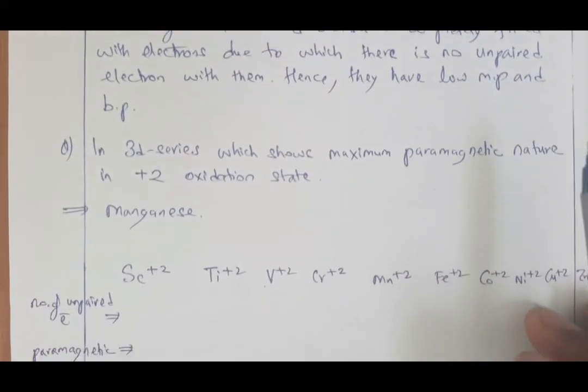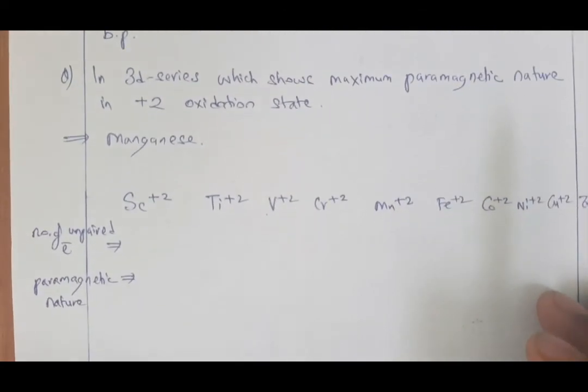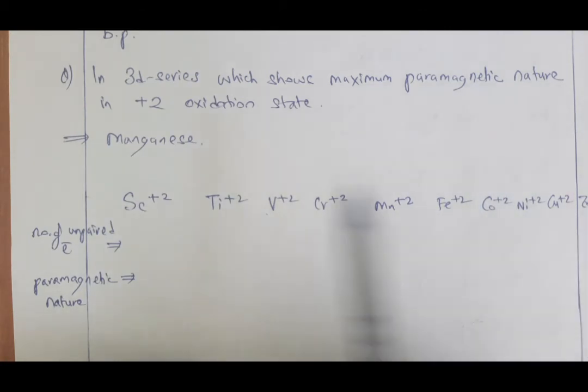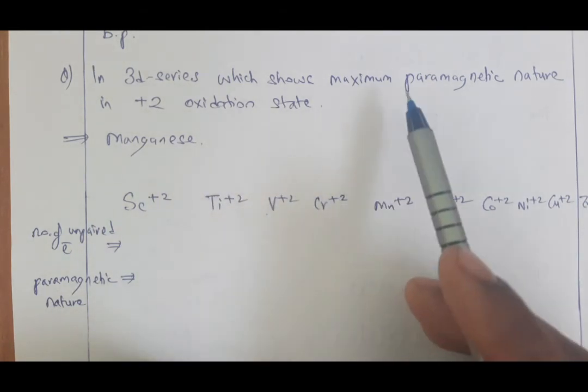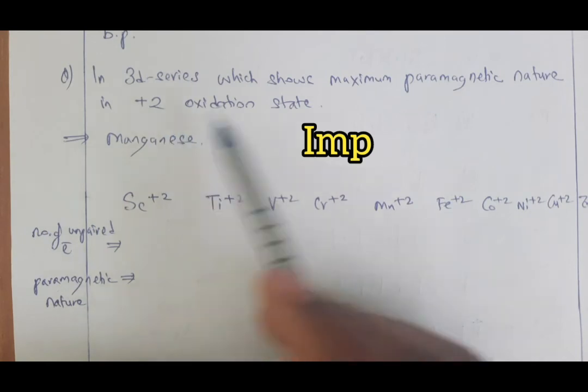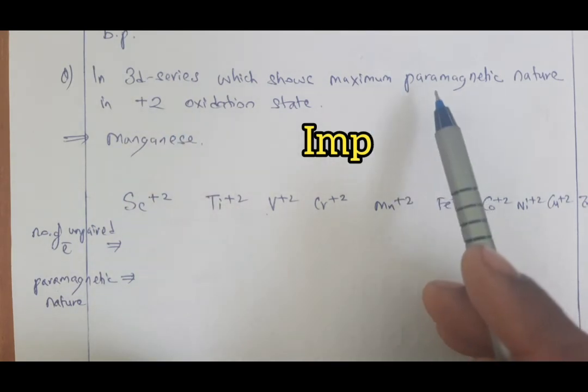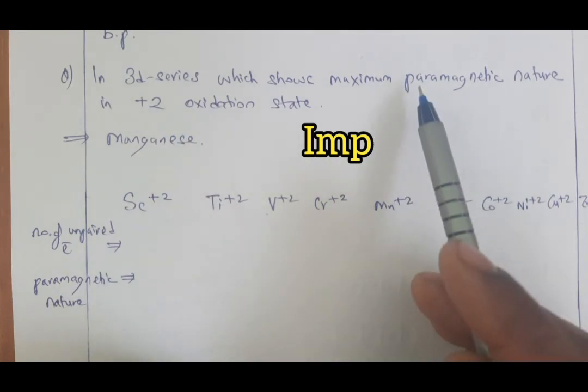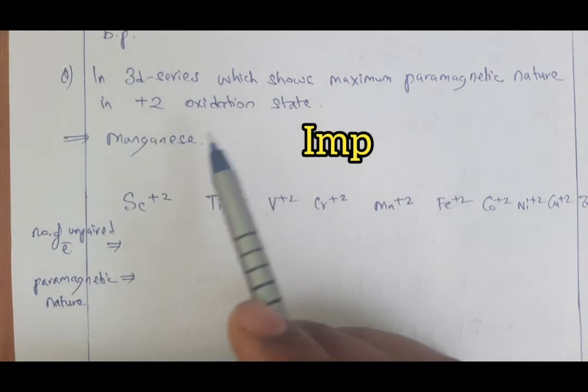The next important question here is this one, students. In the 3d series, which shows maximum paramagnetic nature in +2 oxidation state? The answer is manganese. But how? Let us see. In the 3d series, who shows maximum paramagnetic nature? Those who have the maximum unpaired electrons will show maximum paramagnetic nature. In which state? +2. And the answer is manganese.